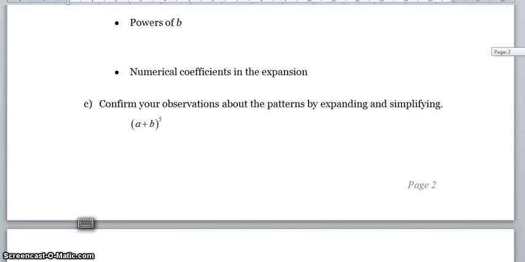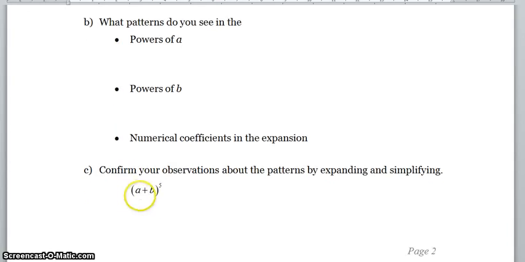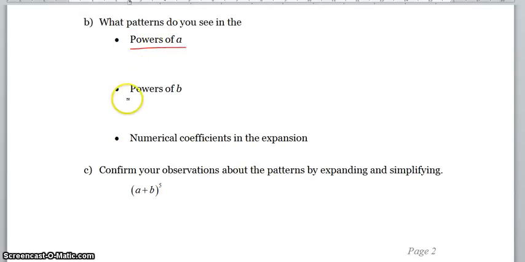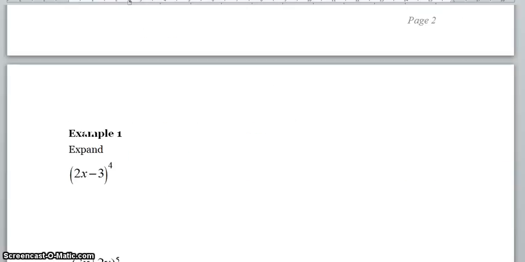Okay, in here we talk about the pattern, right? When you have two terms, that's why it's called binomial. The powers of a are decreasing. The powers of b are increasing, and then the coefficients are just the combination numbers. So, for example, if I ask you to expand, now we did the first two last time, all right?